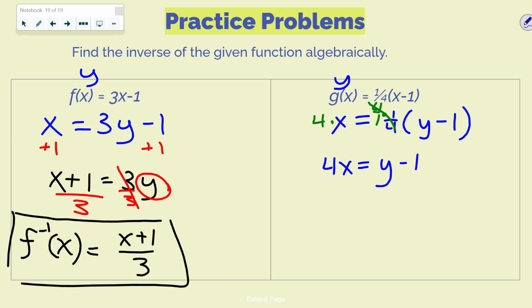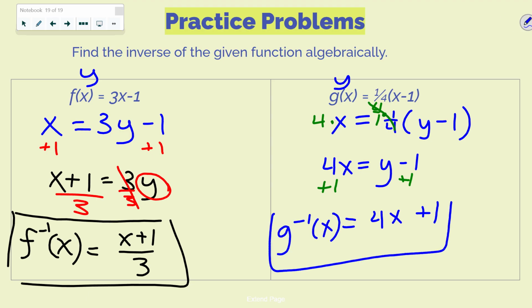Now just to get y by itself, one more idea, which would be to do what? Add 1 to both sides. So we'll end up with y is going to equal 4x plus 1. But instead of y, we want to express it as the inverse of g. So g inverse of x. G. It's g. Letters, you know.